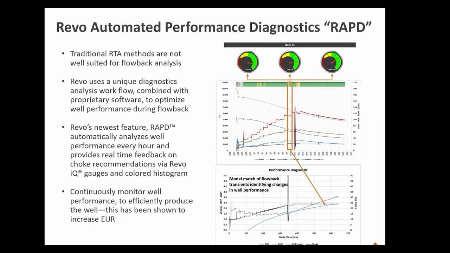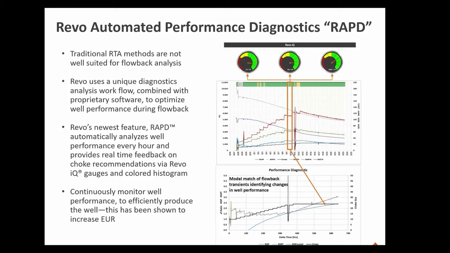Now let's jump right into Rapid. So traditional RTA methods are not really well suited for flowback analysis. Revo uses a unique diagnostic analysis workflow combined with our proprietary software to optimize the performance during flowback. Now, our newest feature, Rapid, which is our Revo Automated Performance Diagnostic, automatically analyzes well performance every hour and provides real-time feedback on choke recommendations via the Revo IQ gauges, which are these gauges up here at the top that you can see on the main dashboard of the Revo IQ platform.